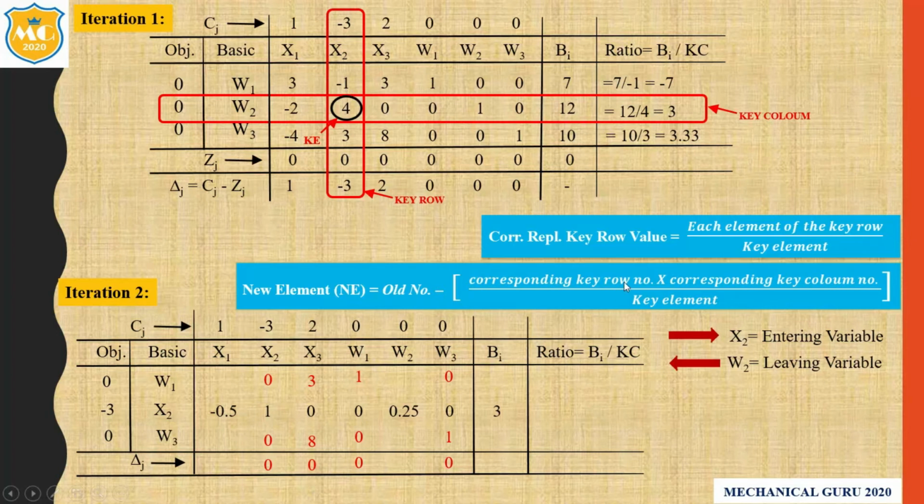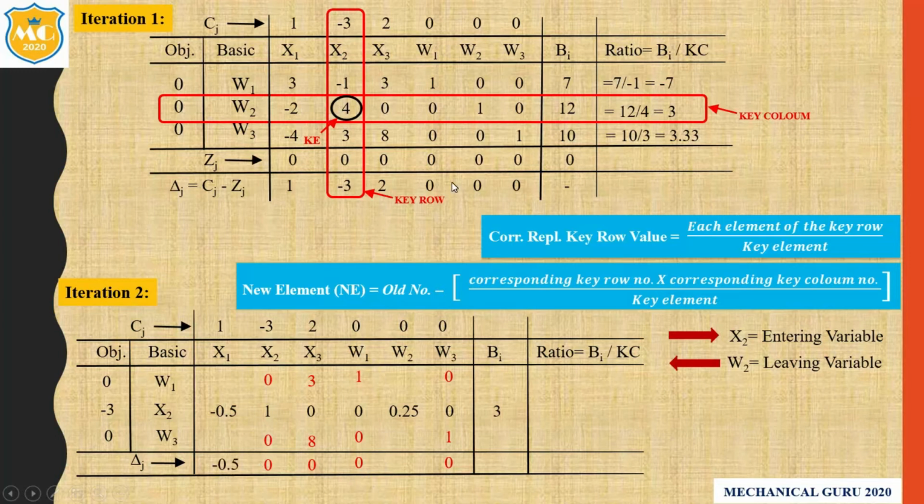Now the remaining values we have to find using this equation. Old number minus corresponding key row number into corresponding key column number divided by key element. So first we will find out these values. Okay, so this is our new element. So here old number is 1 minus corresponding key row number minus 2 into corresponding key column minus 3 divided by 4. So here 6 divided by 4. So here we get minus 0.5.